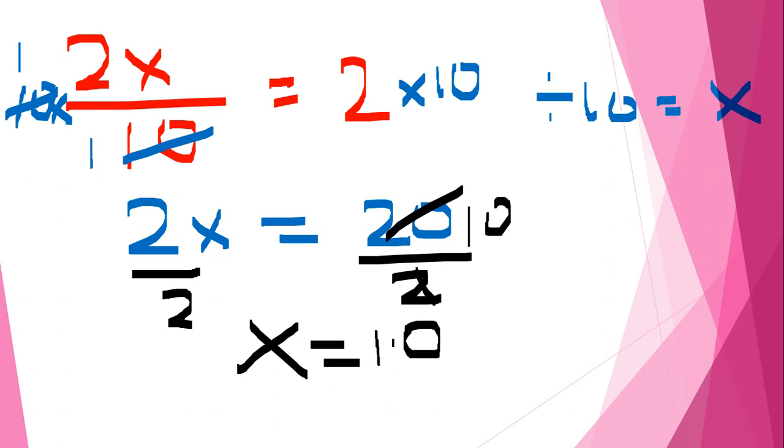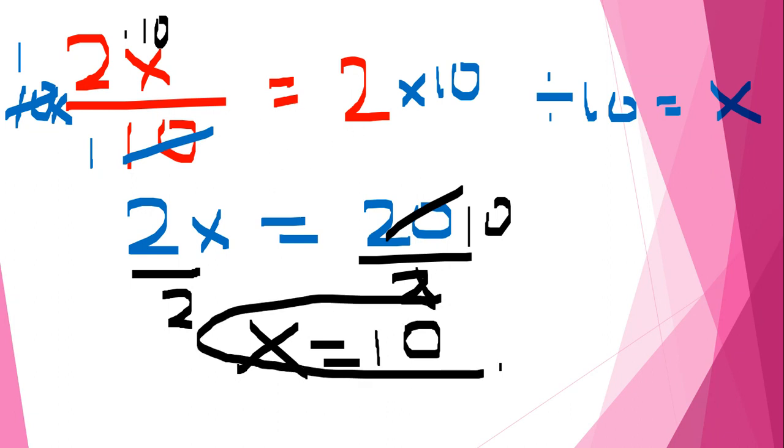Now, to check if my answer is correct, I could plug 10 into x, substitute it. 2 times 10 is 20. 20 divided by 10 is 2. So I know that this equation balances, and this answer of mine here, x equals 10, is correct.